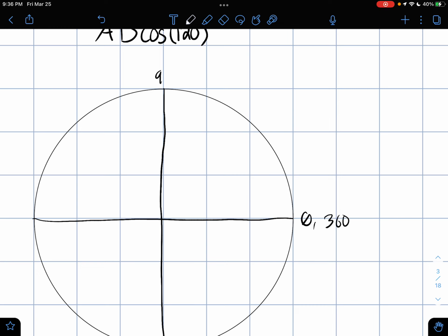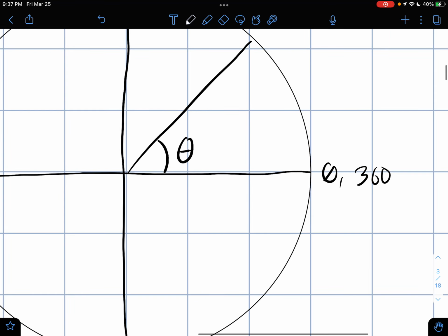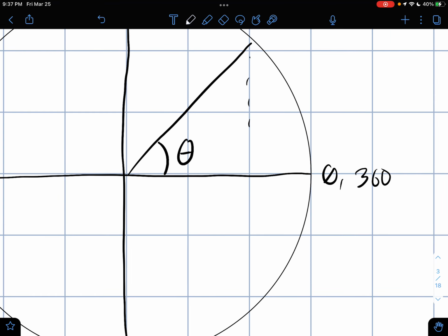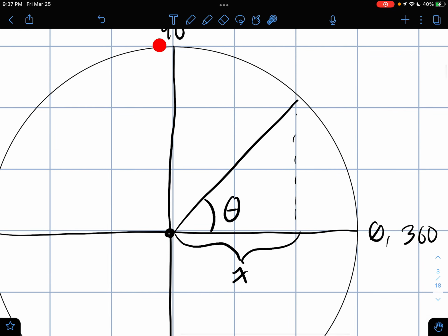Right? My cosine is my x direction. So here's my cosine, because the angle's from the horizontal here. Cosine of this theta, I drop it down here. Here's my x. From my origin, my x is going to be positive. So if theta is between 0 and 90, my x is positive.